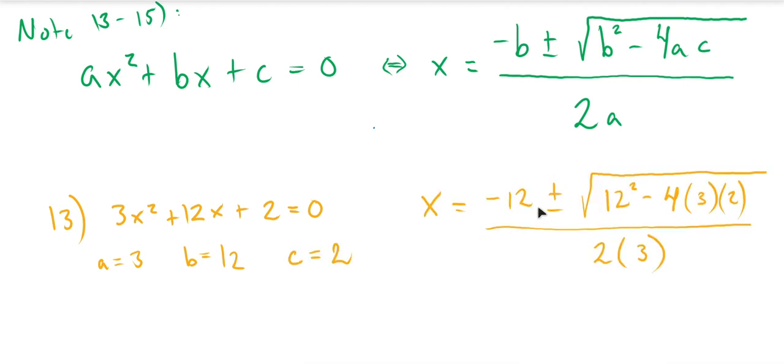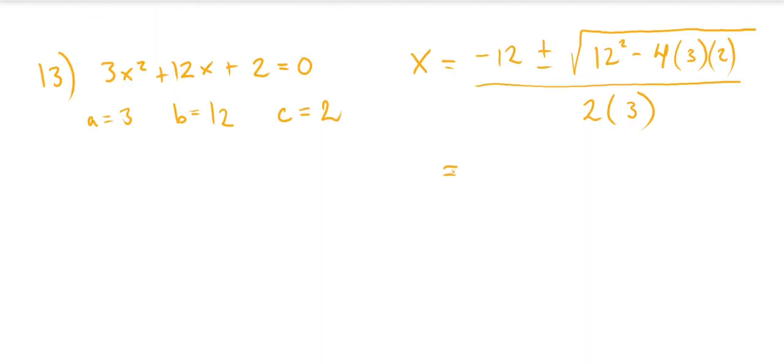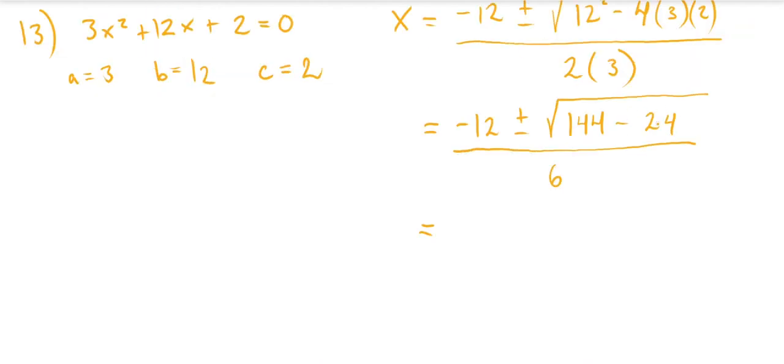And so we plug in a, b, and c into the positions above to get minus 12 plus and minus the square root of 12 squared minus 4 times 3 times 2 over 2 times 3. Let's evaluate to simplify that expression. And continuing to simplify this discriminant, we get the following.